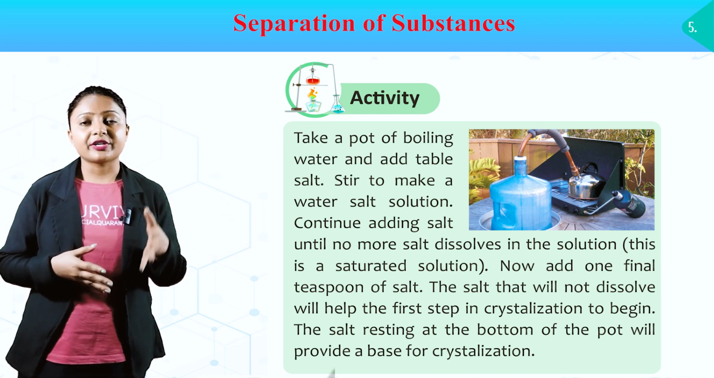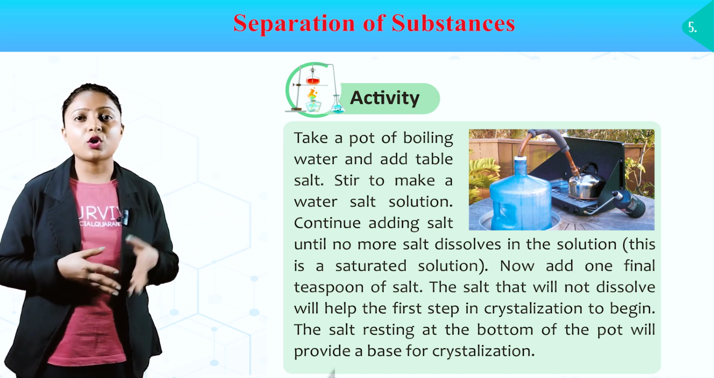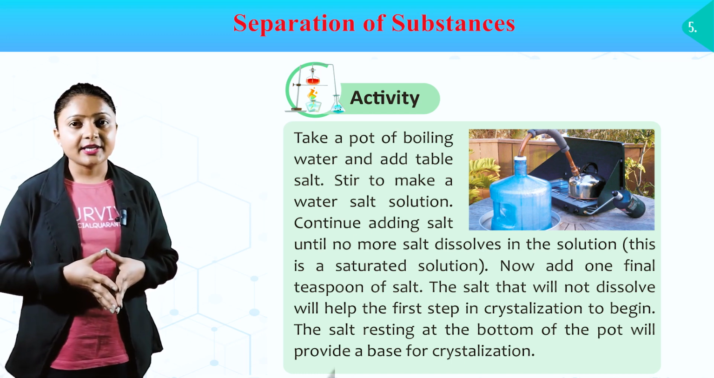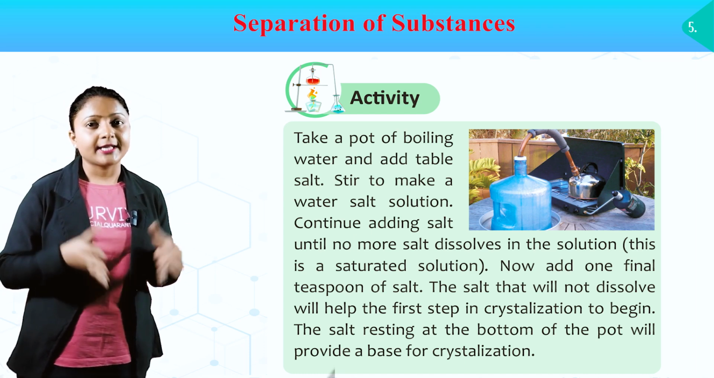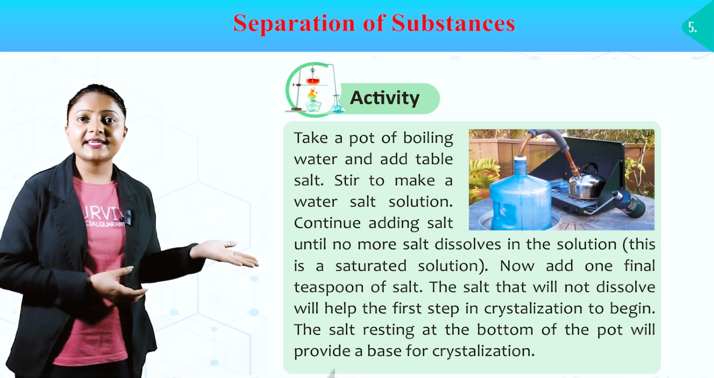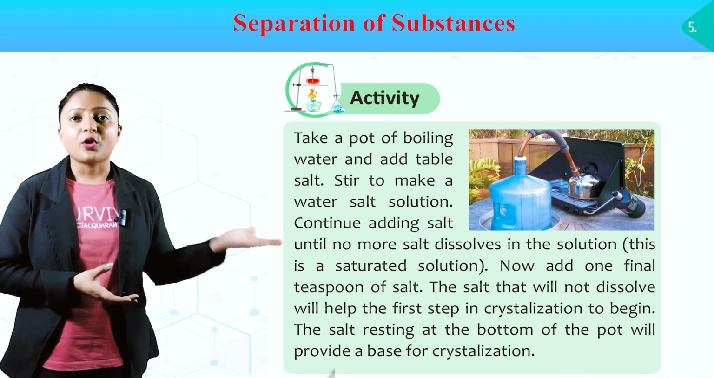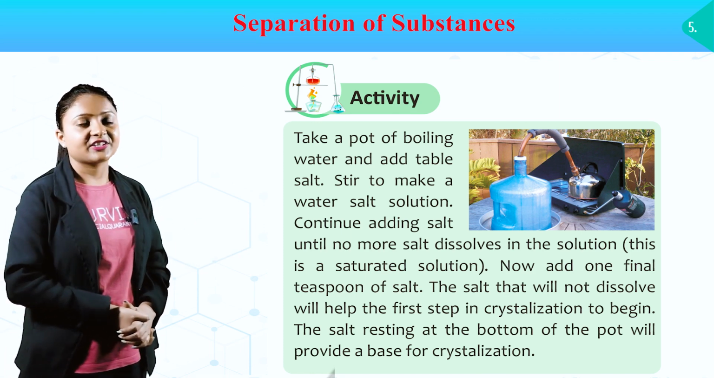Activity. Take a pot of boiling water and add table salt. Stir to make a water-salt solution. Continue adding salt until no more salt dissolves in the solution. This is a saturated solution. Now add one final teaspoon of salt. The salt that will not dissolve will help the first step in crystallization to begin. The salt resting at the bottom of the pot will provide a base for crystallization.